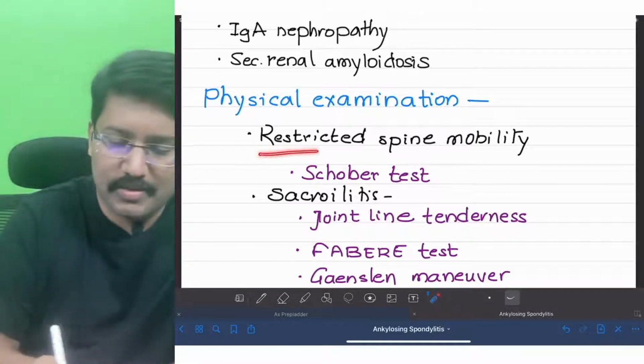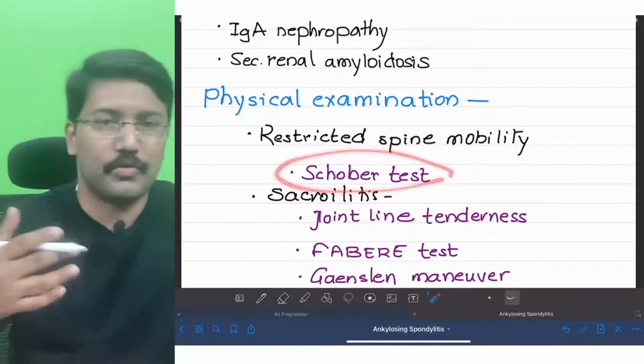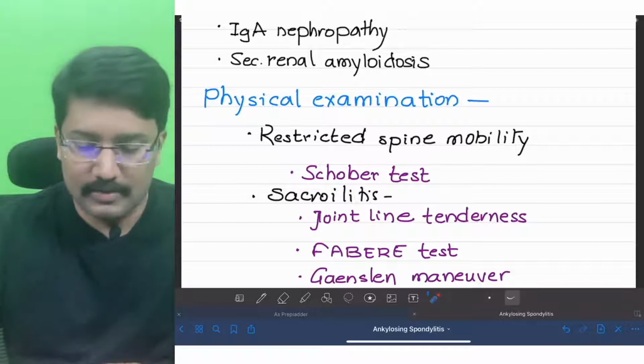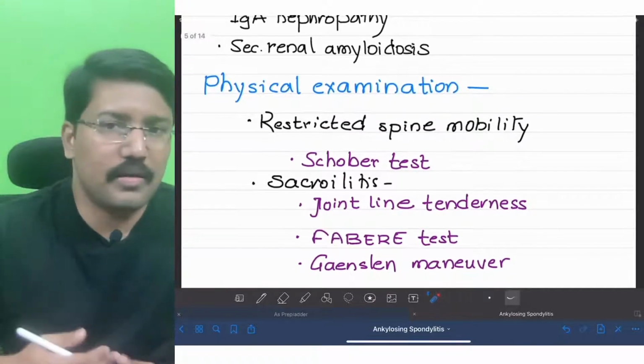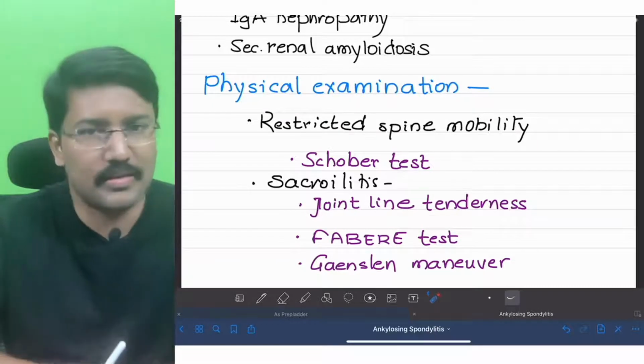These patients have restricted spine mobility, which can be assessed by Schober's test. I think it is one of those tests which is very, very famous and known to all medical students. Then sacroiliitis can be identified by the presence of joint line tenderness. So obviously you can elicit tenderness.